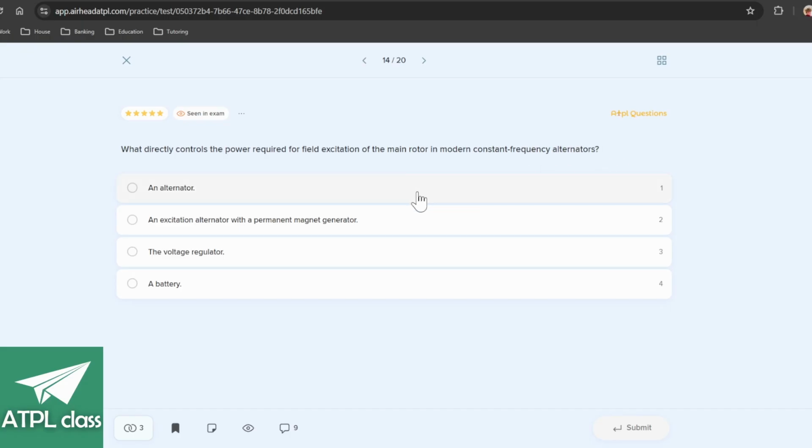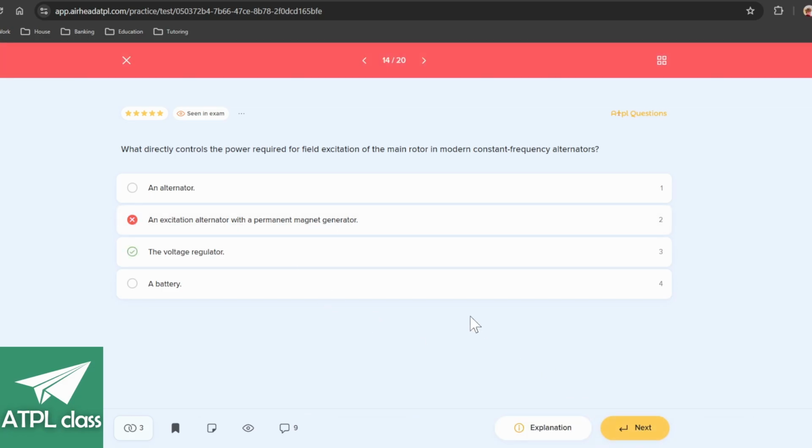An excitation alternator with permanent magnet generator, an alternator, a battery. Would the battery do this? Don't think so. An excitation alternator with a permanent magnet generator. Go for that one. Wrong. Okay.